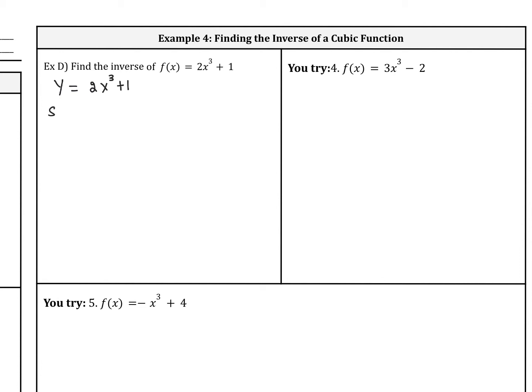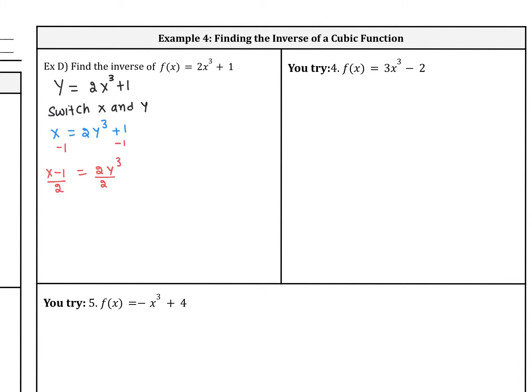And then we're going to switch x and y. So the x becomes y and y becomes x. So x equals 2y cubed plus 1. Now we are going to solve for y. So you're going to remove this 1 and this 2. So you're going to subtract 1 on both sides. You got x minus 1 equals 2y cubed.